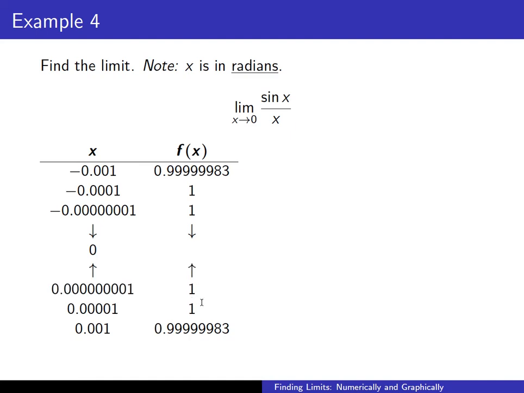Coming in from above, again, it couldn't hold that many decimal places, all those 9s after the decimal point. So hopefully you're looking at these values here. The limit as x approaches 0 of the sine of x over x is going to equal 1. Again, make sure you're in radian mode for typing this in.